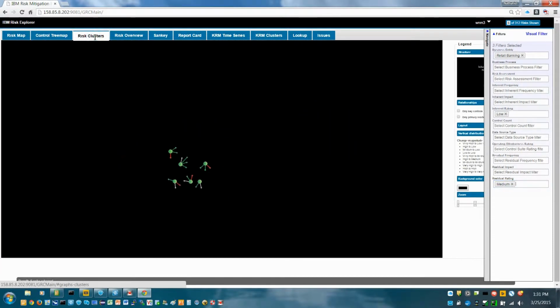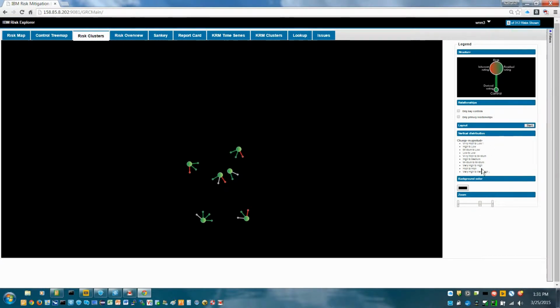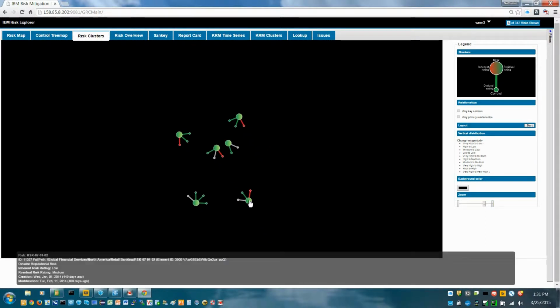Let's take a look at the control pattern on these risks. I'll zoom in a little bit to make it easier to see them, and I'll close the filter panel. So here we see that some of these risks have ineffective controls, but some of the controls are effective.